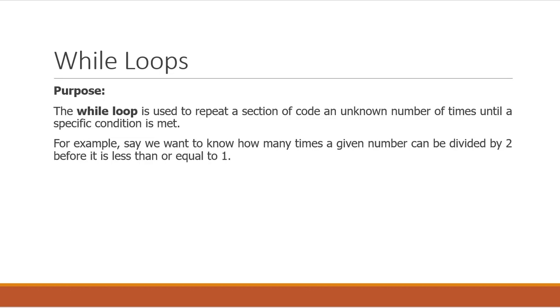So before we begin with loops, we need to understand each loop. To proceed with while loop, we need to know the purpose. The purpose of while loop is to repeat a section of code an unknown number of times until a specific condition is met. For example, say we want to know how many times a given number can be divided by 2 before it is less than or equal to 1. This could be one of our examples where we can apply our while loops.